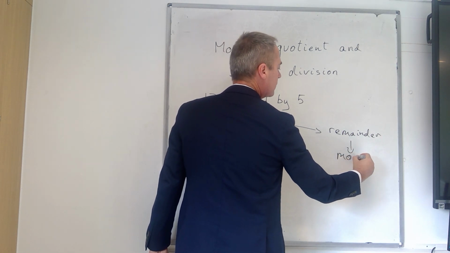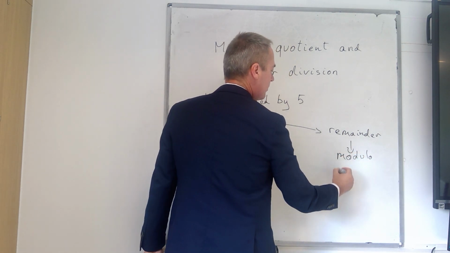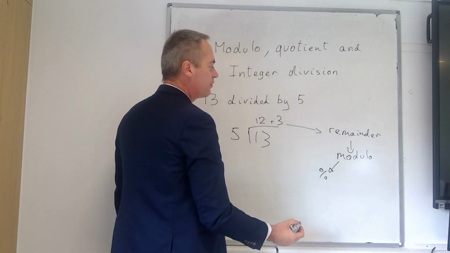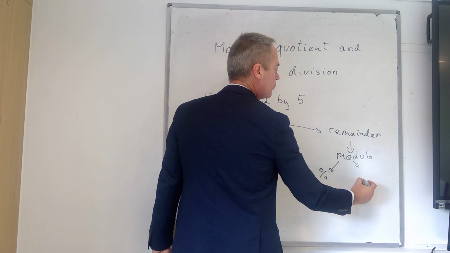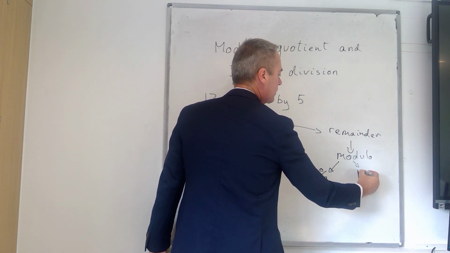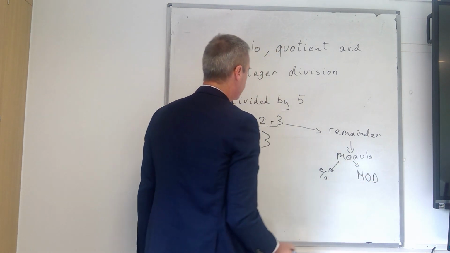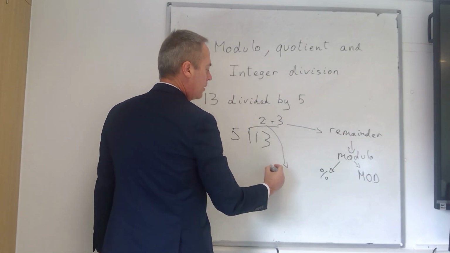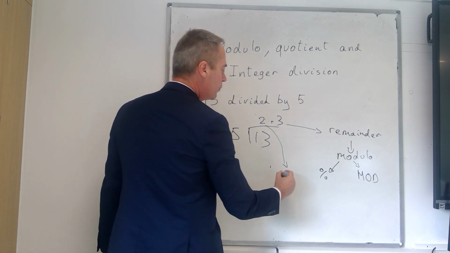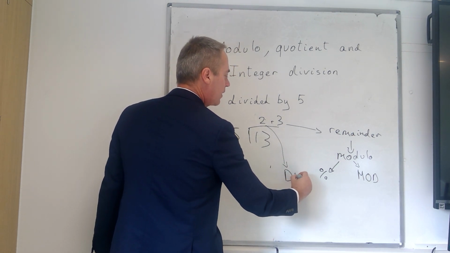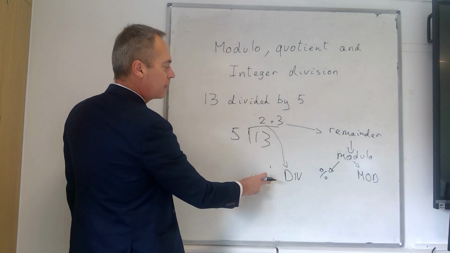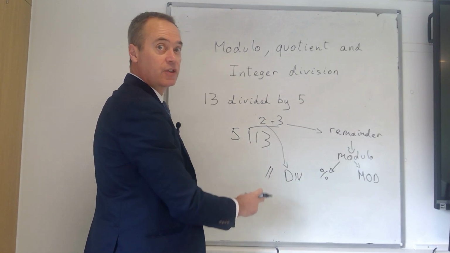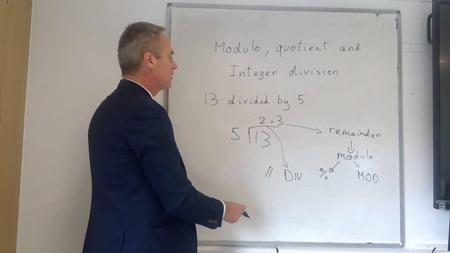In computer science, some programming languages will use the percentage operator for modulo, and then in your pseudocode, you would just write mod. The quotient, you would call it div in pseudocode, and some programming languages will put a double slash sign to represent integer division.